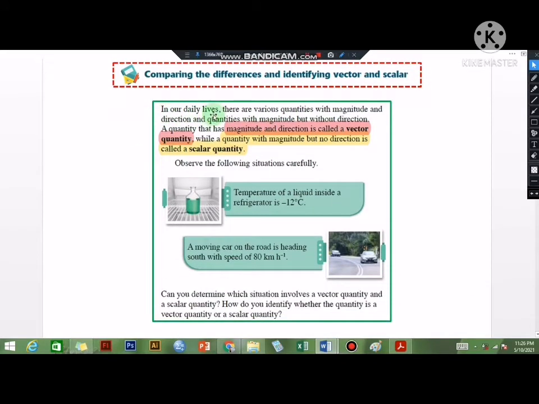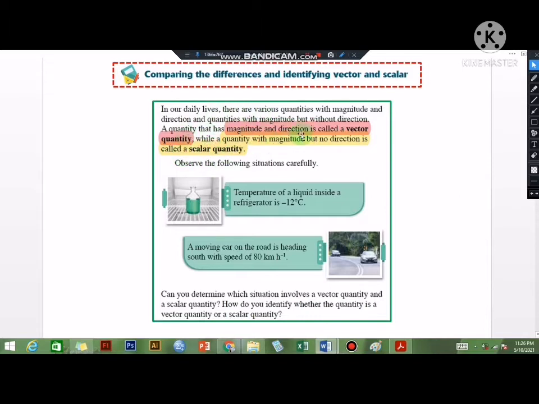Okay, in our daily life, there are various quantities with magnitude and direction, and quantities with magnitude but without direction. Okay, a quantity that has magnitude and direction is called a vector quantity, while a quantity with magnitude but no direction is called a scalar quantity.